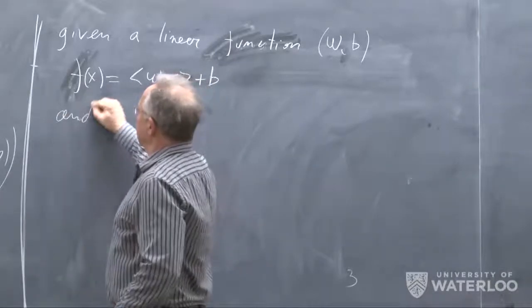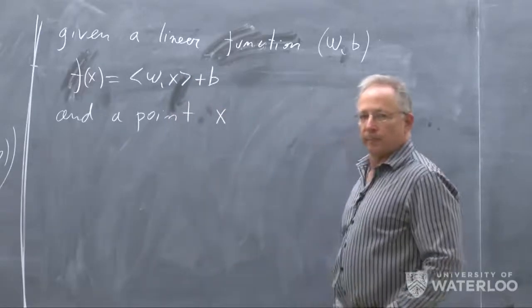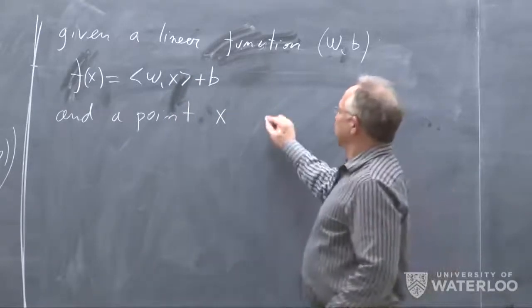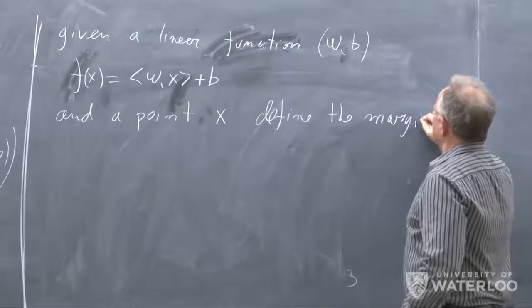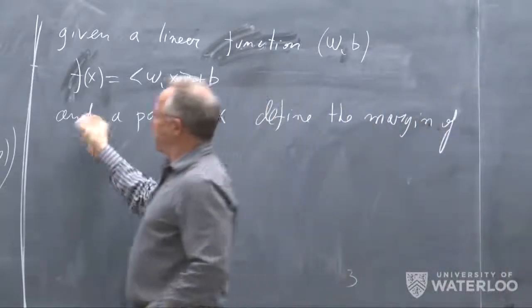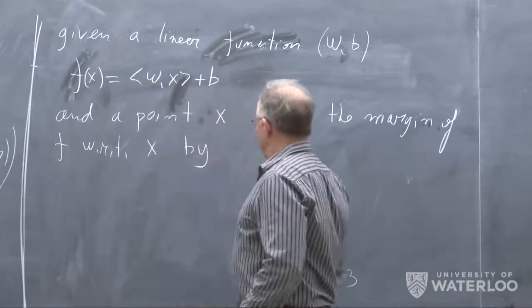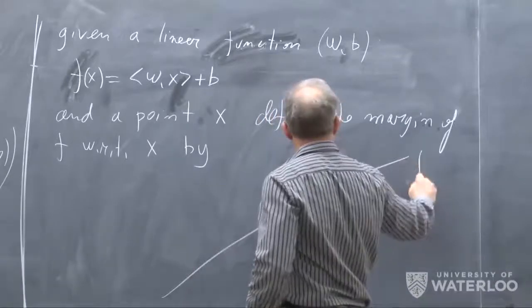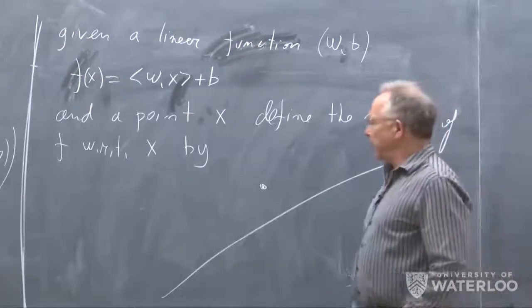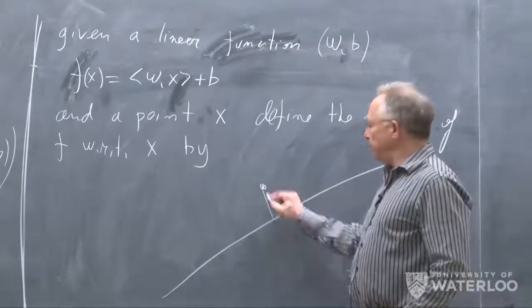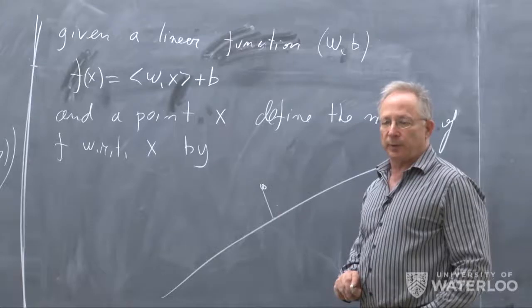And a point x. Let us define the margin of f with respect to x by, so here is my line, this is f, and here is a point x. How do I want to define the margin? I want to define the margin as the minimum distance between my point and the line. So I want to talk about the minimum distance between my point and the line.